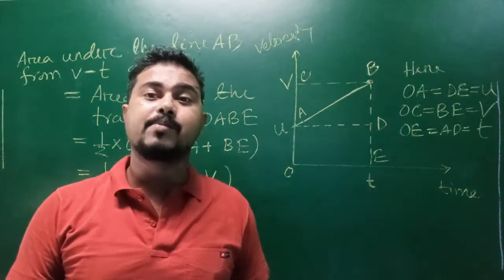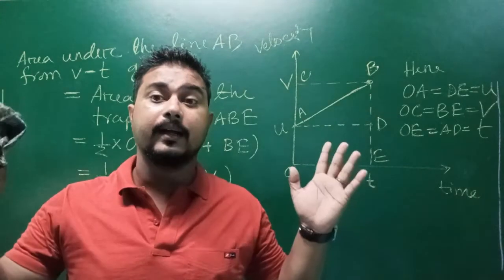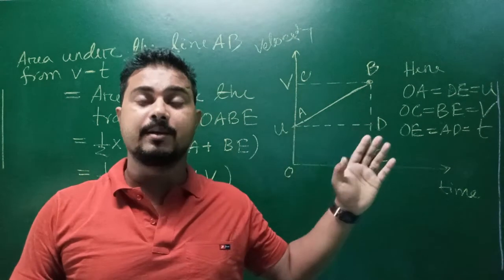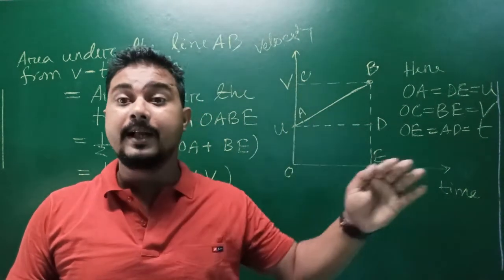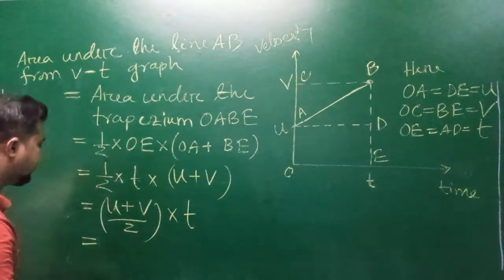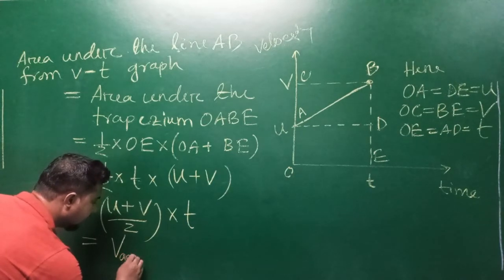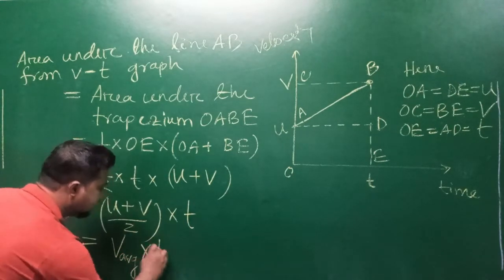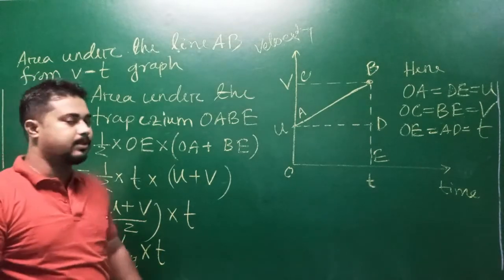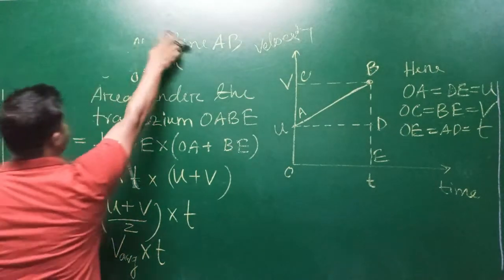And if we divide that by 2, what we had got from there is the average velocity, means the summation of the initial velocity and the final velocity divided by 2 is equal to we can write average velocity. Then it will be v average into t. So u plus v by 2 is equal to we can write v, it is the average velocity.